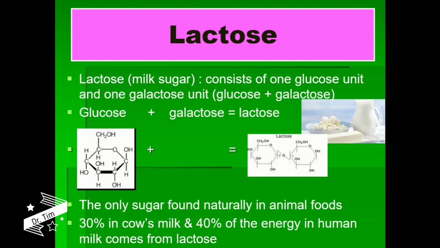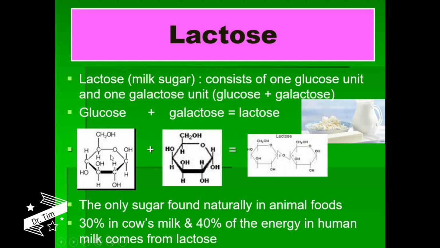The next type of disaccharide is lactose. Lactose, also known as milk sugar, consists of one glucose unit and one galactose unit. So glucose plus galactose becomes lactose. This is the chemical structure for glucose, and this one is the chemical structure for galactose. These two monosaccharides combined together become lactose. The only sugar found naturally in food is lactose, at 30% in cow's milk, and 40% of the energy in human milk comes from lactose.